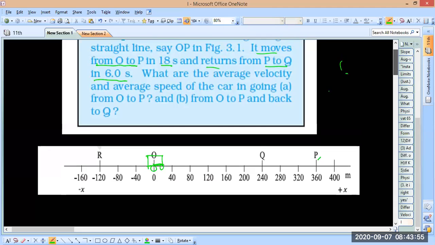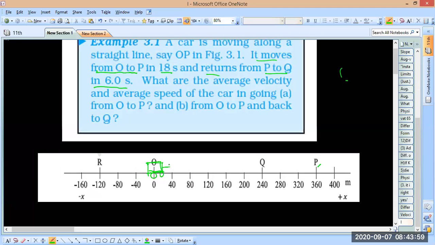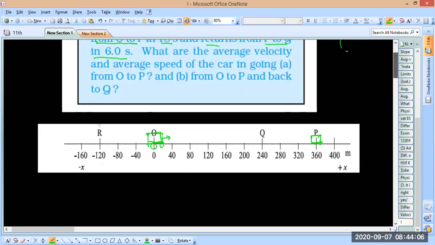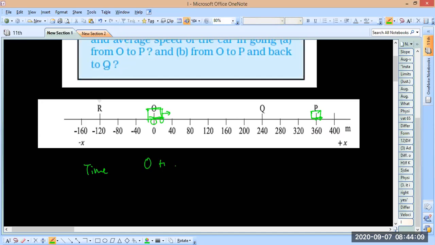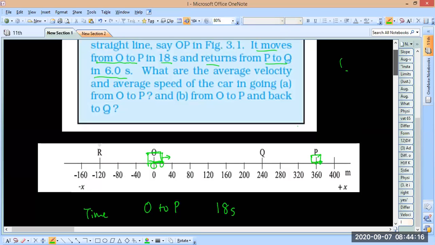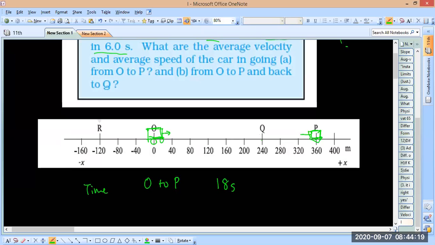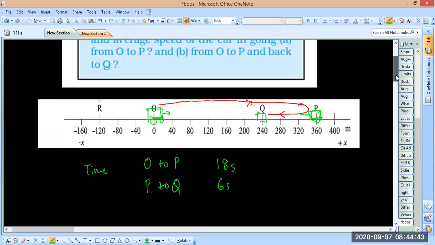Okay, so this is the car here. It starts moving from O, goes to P, till here. Let me write that. How much time did it take to go from O to P? It took 18 seconds. And then returns from P to Q. So from P, it comes back to Q. So basically, the car has moved something like this, from O to P, and then from P to Q. I hope you understood what I've drawn. P to Q in 6 seconds. Now, we're just starting with this question.